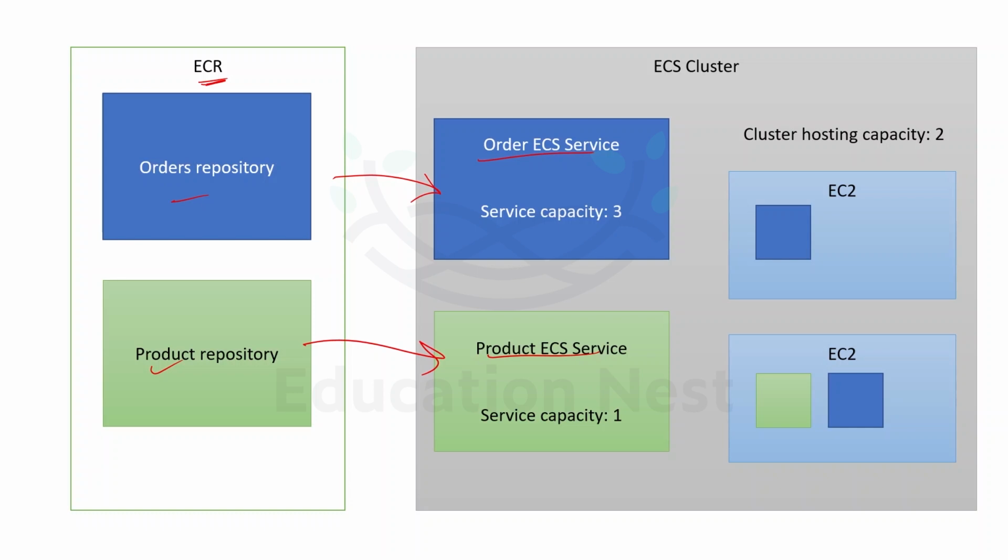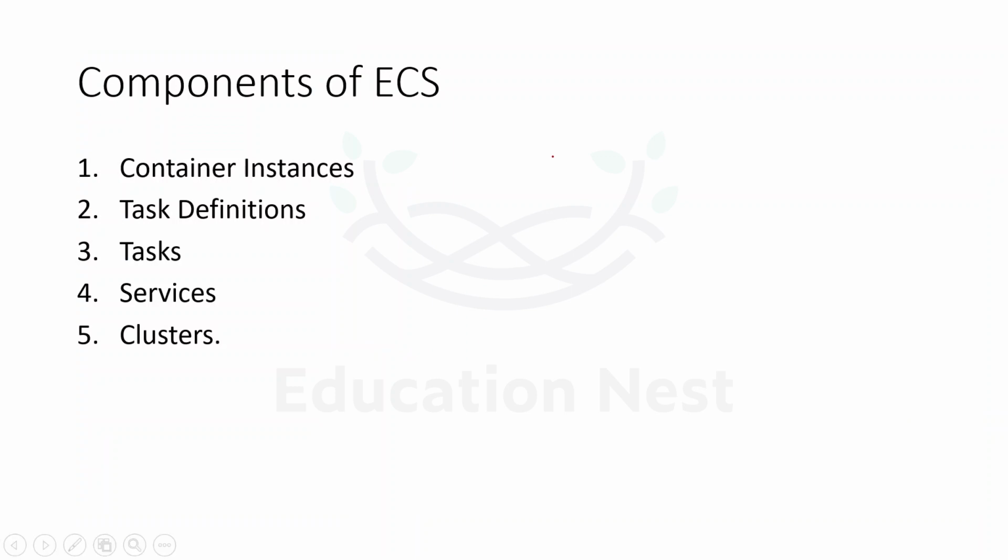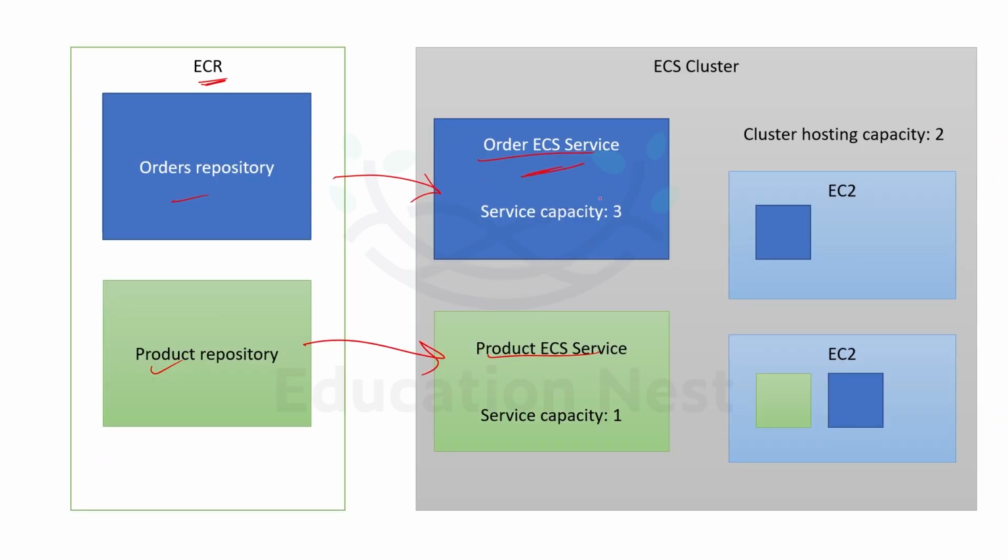Service capacity in ECS is determined by the number and size of containers that are running in the service, as well as the resources allocated to them. So when we are creating the ECS service, we can specify the number of desired tasks. Here, if the service capacity is 3, then 3 containers must be running. So 3 containers would be running, launched to handle the service workloads.